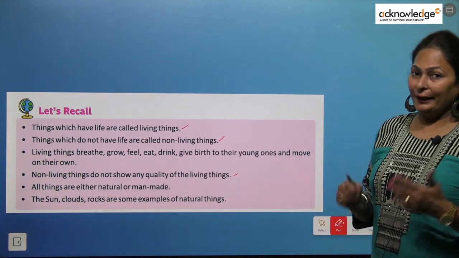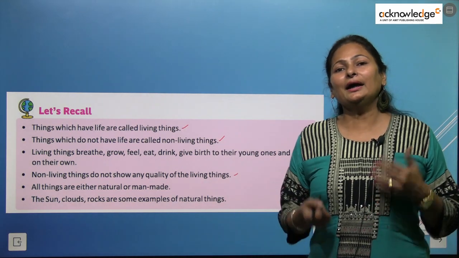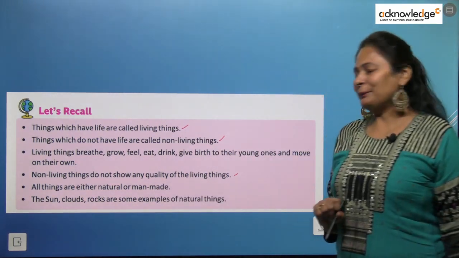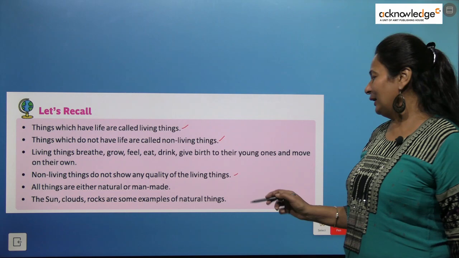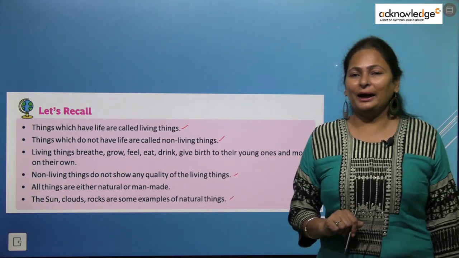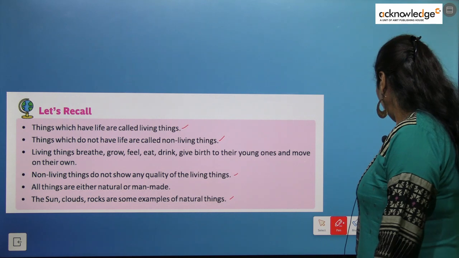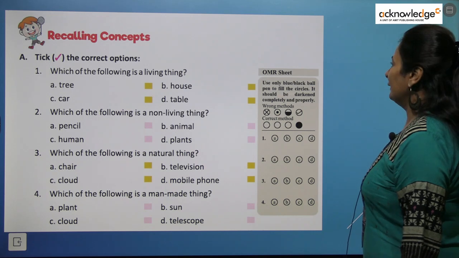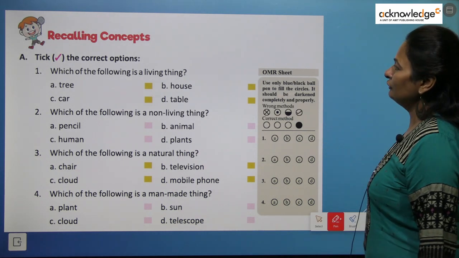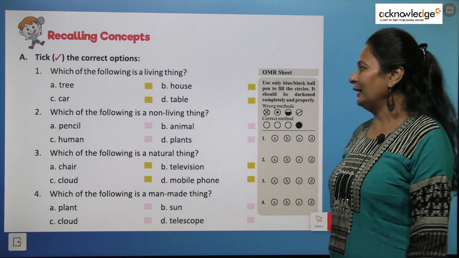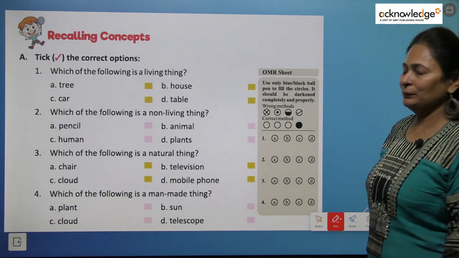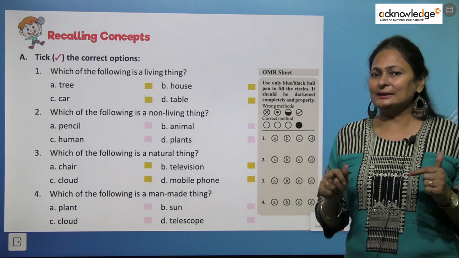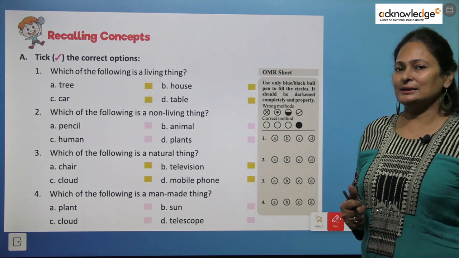All things are either natural or made by man. The sun, clouds, rocks are some examples of natural things because these things are made by nature or gifted by God. So, recalling concept, first is take the correct option. Which of the following is a living thing? Tree, house, table or car? Just recall all the characters that we have just discussed, kids, and try to find out the answers.